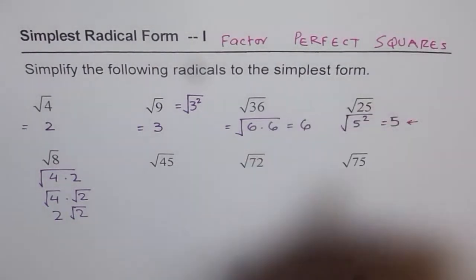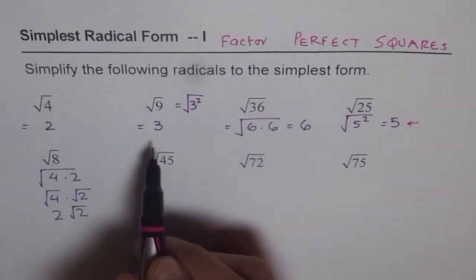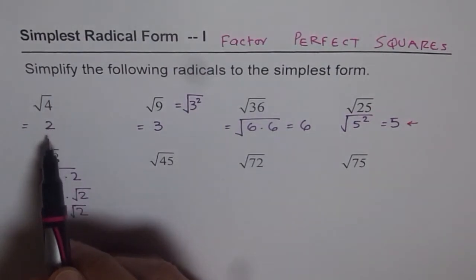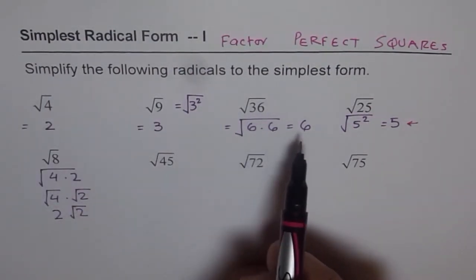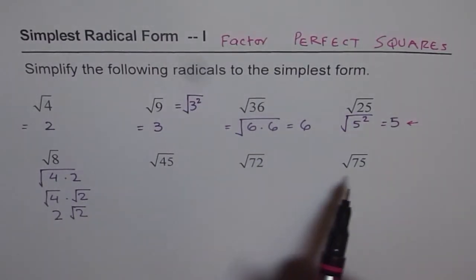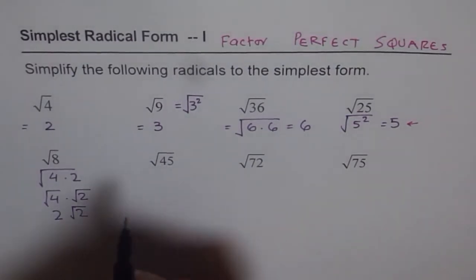So that is what we have learned in this process. If you have a perfect square, then you could write it as a whole number. So square root of 4 was 2, square root of 9 was 3, square root of 36 is 6 and square root of 25 is 5. But these numbers have factors which are combination of perfect squares and other numbers. So you land up with a combination, a mixed radical, right? You can call them mixed radical, which is the right name.